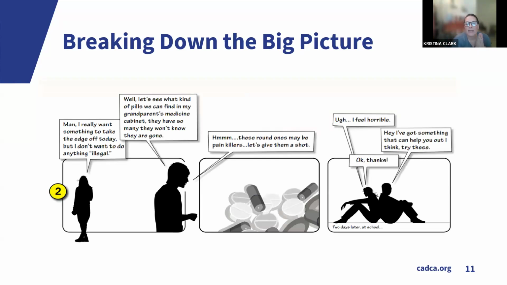Man, I really want something to take the edge off today, but I don't want to do anything illegal. Well, let's see what kind of pills we can find in my grandparents' medicine cabinet.